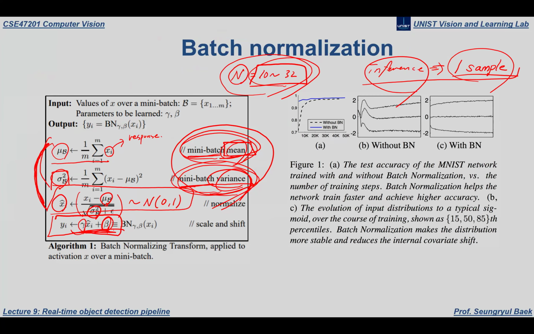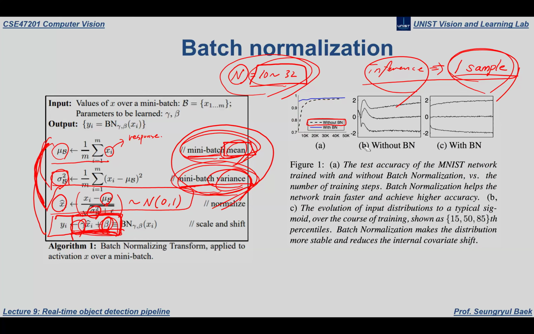Okay, yeah. So thanks to this inverse normalization, even for the one sample, we can do inference. Okay, so that is the story. Okay, here, and thanks to this, without batch normalization, the test accuracy is becoming unstable during the early iterations of the training.